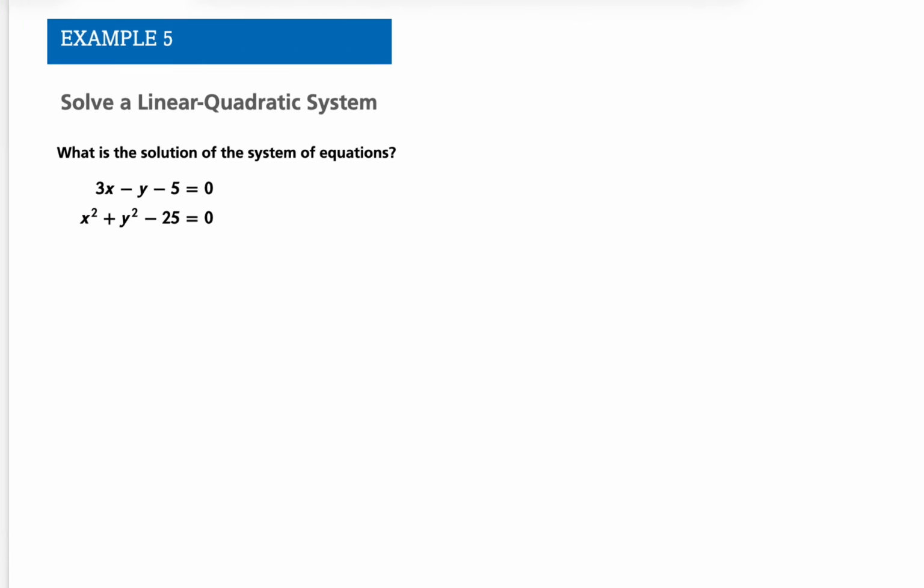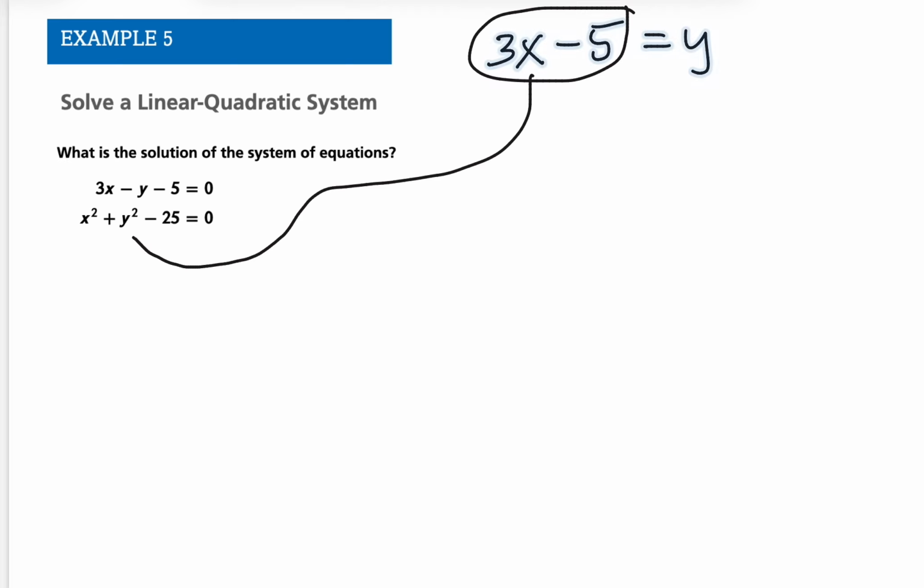So our last one is to solve a linear quadratic system. The first thing I would do is take the linear equation and solve it for one of the variables. If I look at that first equation, I can get the y alone on the right hand side. So if I move the negative y to the other side, it becomes positive. So y is equal to 3x minus 5. I can then take that 3x minus 5 and substitute it in for the y in the second equation.